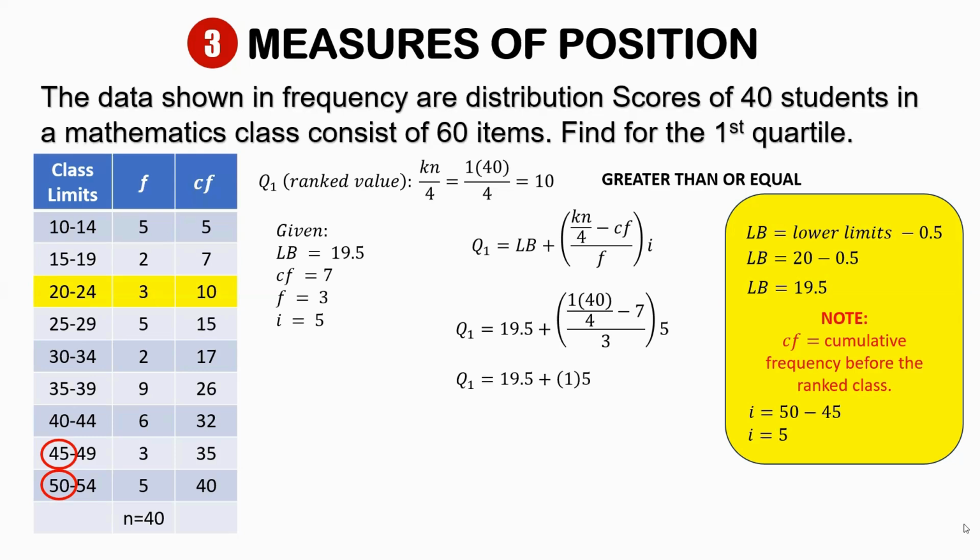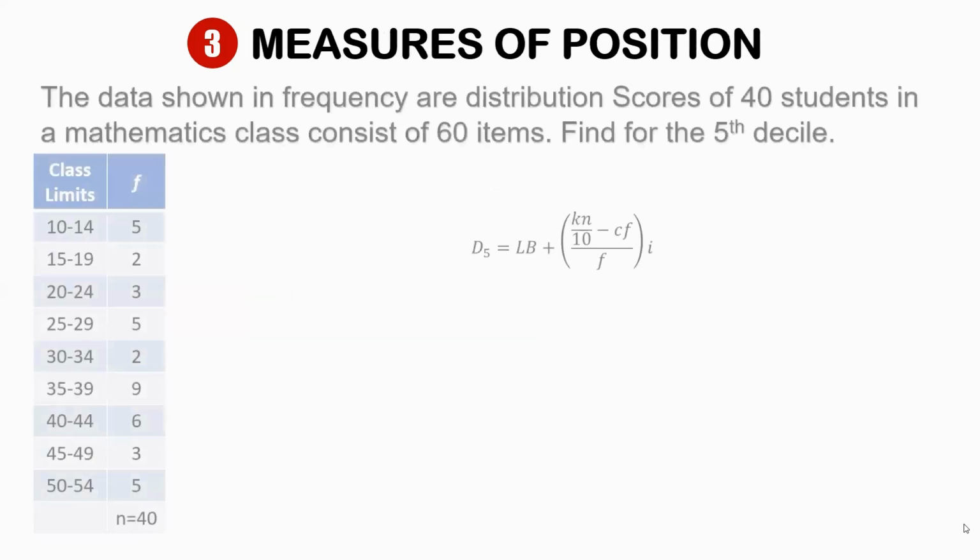Now we have this given equation. Q1 is equal to 19.5 plus 1 times 5. And that is equal to 24.5. So therefore, 25% of the scores are less than 24.5. Now let's take a look at another example.